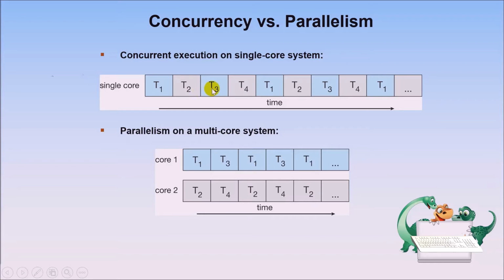Now on a multi-core chip, however, the threads could be spread across the available cores. This is an example of a dual core here, and the threads are spread across the available cores: thread 1, thread 2, thread 3, thread 4, and so on. They are distributed among the available cores, allowing parallel processing.